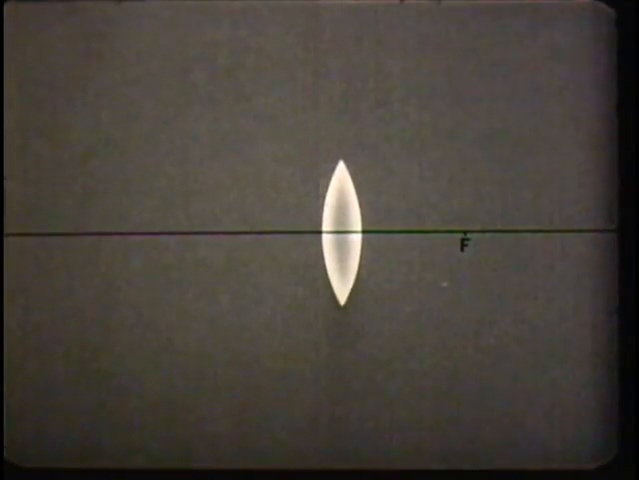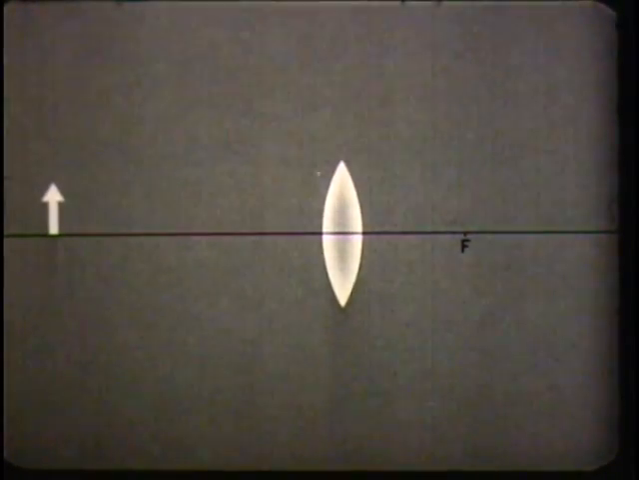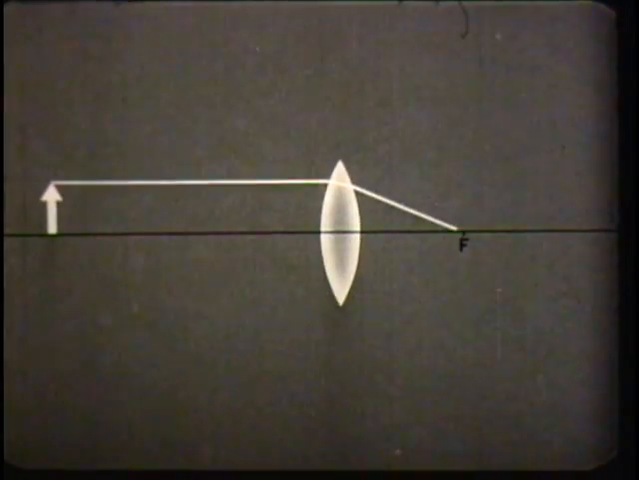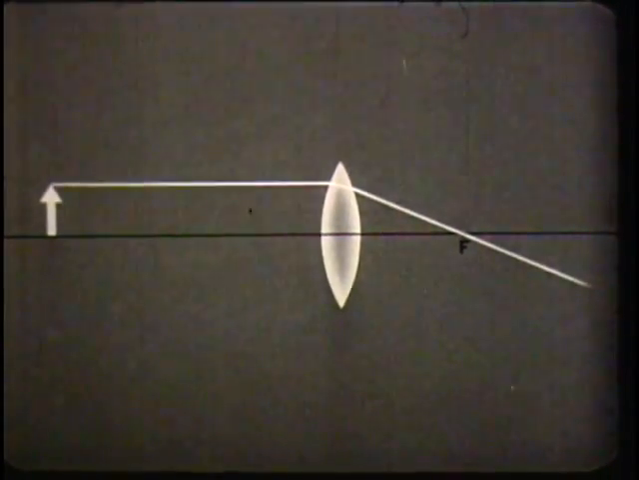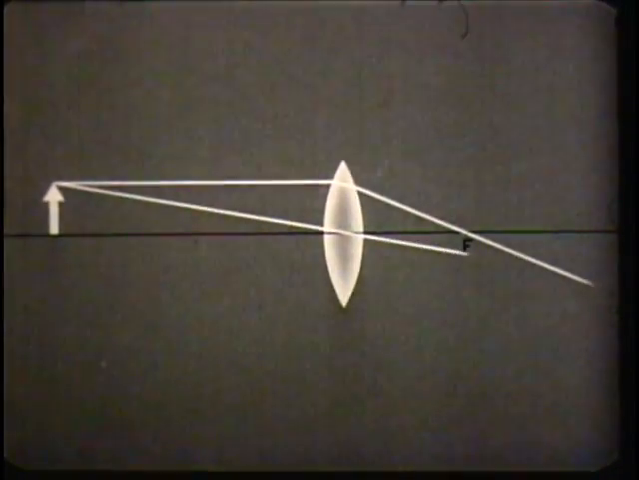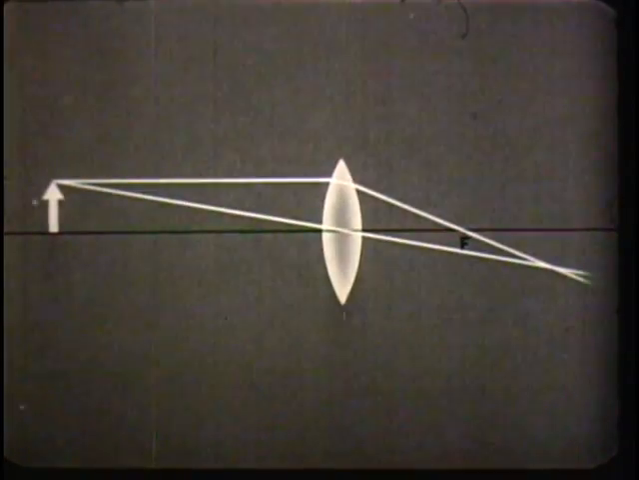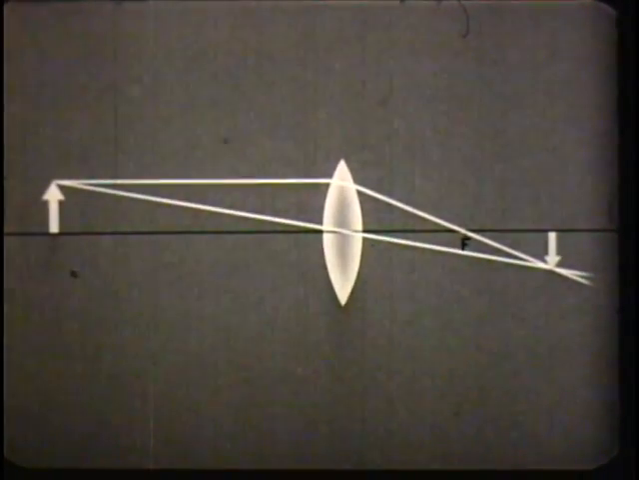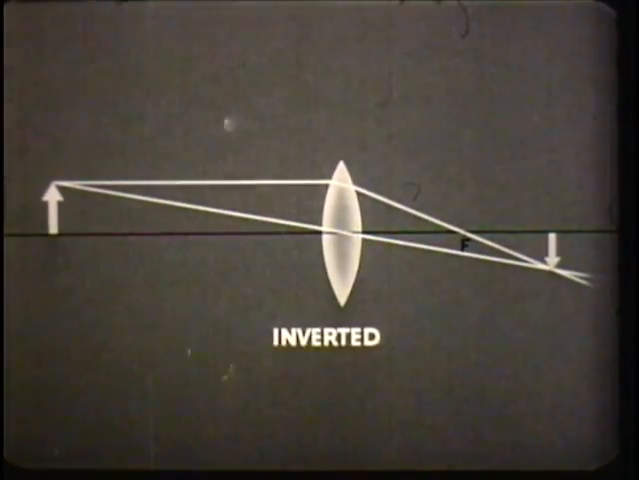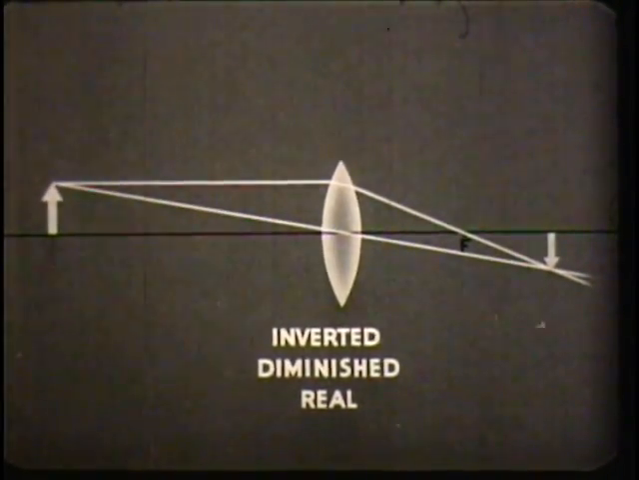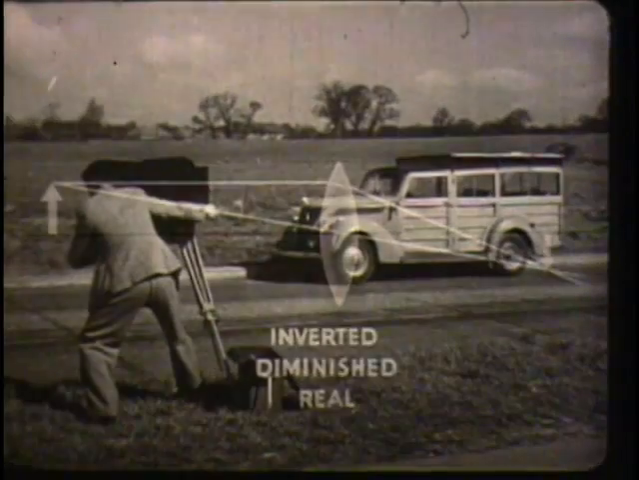Two rays are sufficient to locate an image produced by this lens. First, with the object a long distance away, a ray parallel to the axis goes through F, and a ray through the center of the lens remains unchanged. This gives an image which is inverted, diminished, and real. Real because it is formed where rays actually cross each other.